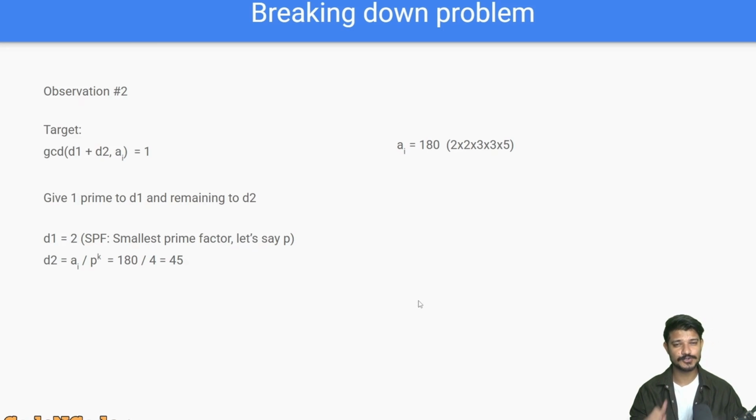And we want their GCD to be 1, so we need to make sure they share nothing. To make sure they share nothing, whatever primes AI has, we give one of the primes to D1 and all the remaining to D2. This way, we make sure that they share nothing, right?